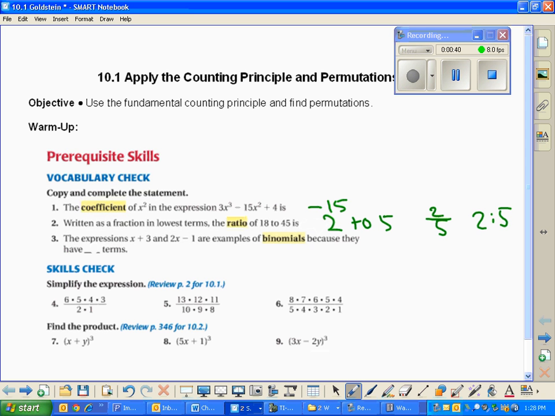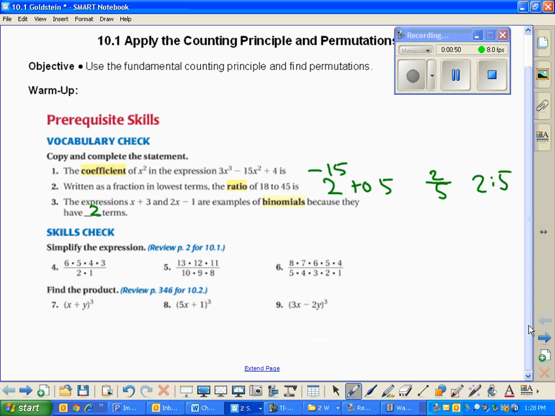All right, Alec, number 3. 2 terms. Yeah, 2 terms. Dos, for those Spanish speakers out there. Number 4, Andy. Alrighty. We will pick someone else. Lexi. Yes, ma'am. 180.